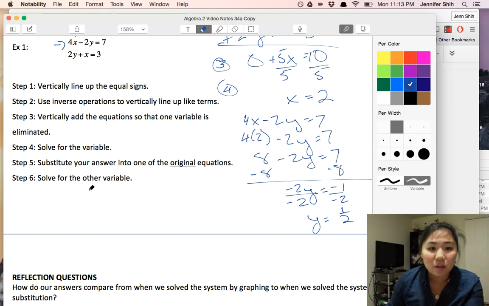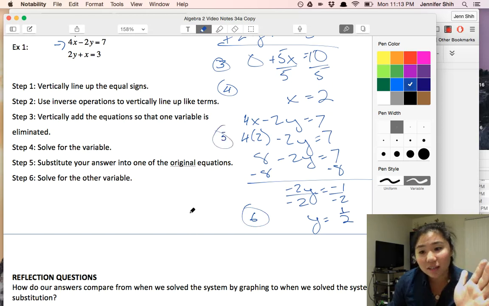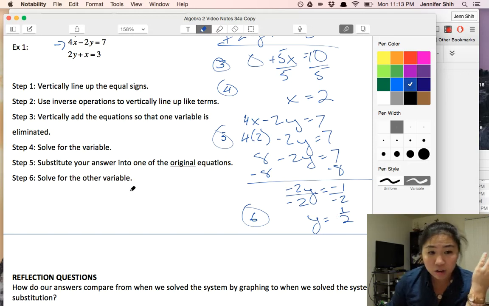Okay, solve for the other variable. That was step 6. Where was step 5? Oh, substitute answer, right? Step 5. Got it. Okay, that is an example of elimination. We're going to be doing more practice on this in class. If you get an answer and you think it's unsure, what can you do to check your work? Oh, that's right. Just plug it in to check.